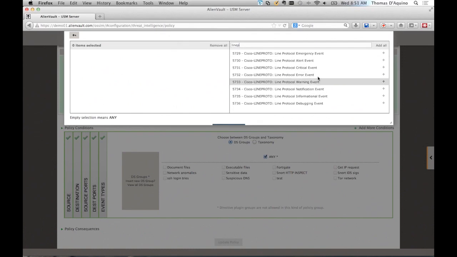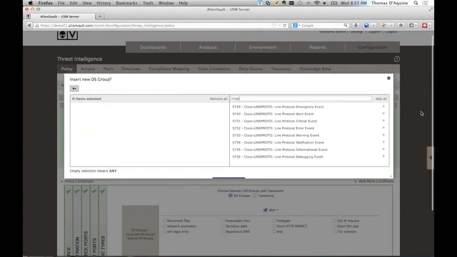On the other hand, we've got line protocol up-down types of events that are going to come in, and we can actually filter all of these out. So we can tell the system, you know what, I don't want to do correlation on this data. I don't want to do logging of this type of data. So we can get really focused on excluding that data simply by coming in here and applying a policy consequence.